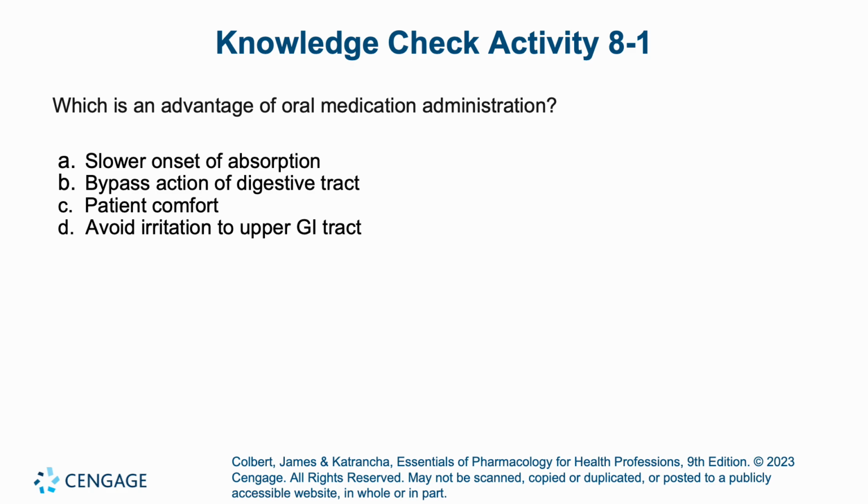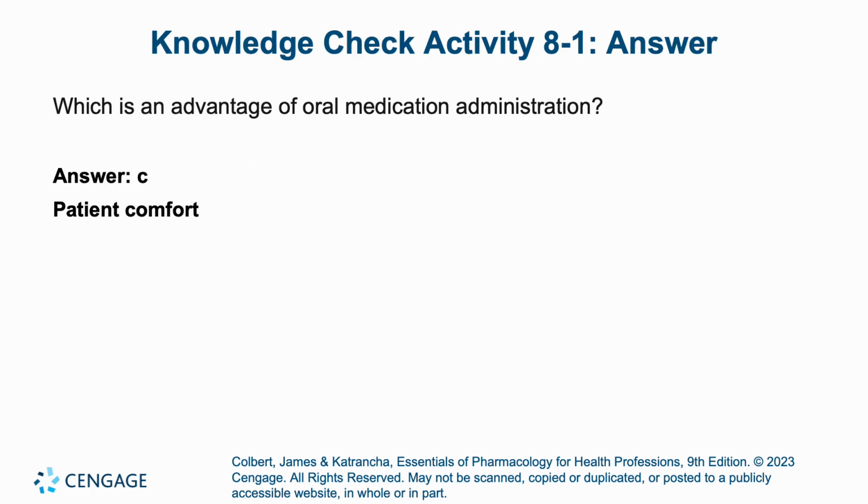Knowledge check. Which is an advantage of oral medication administration? A, slower onset of absorption. B, bypass action of digestive tract. C, patient comfort. D, avoid irritation to upper GI tract. The answer is C, patient comfort.